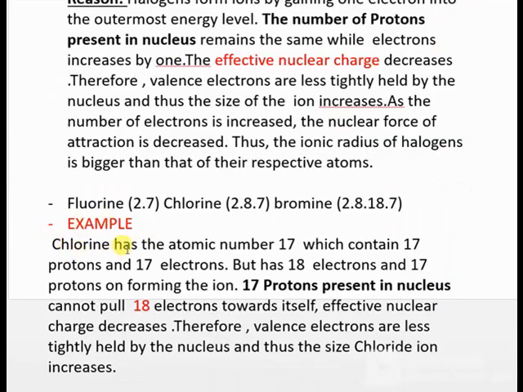Example. Chlorine has the atomic number 17. We are okay with that. Which contains 17 protons. Very correct. So if it has 17 protons, it means the nuclear charge is 17, and the electrons are 17 before gaining an electron.